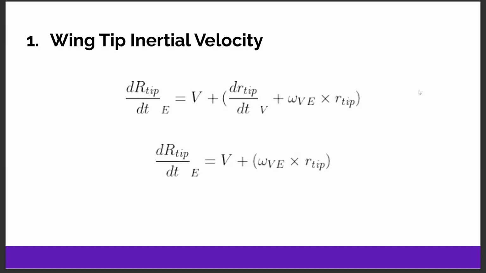And then you have the contribution of the rotation of the body frame with respect to the airframe to the inertial velocity of the wingtip, and that is captured by omega VE cross r tip, and that is your result.